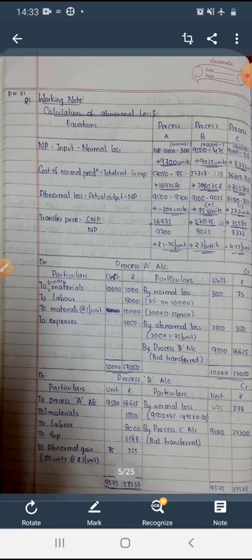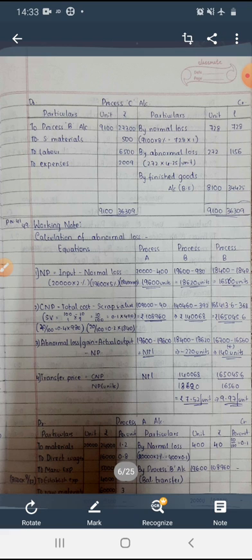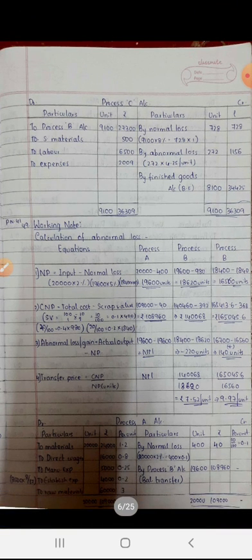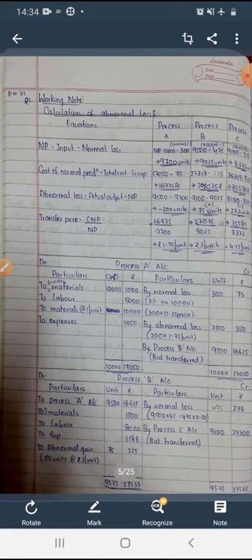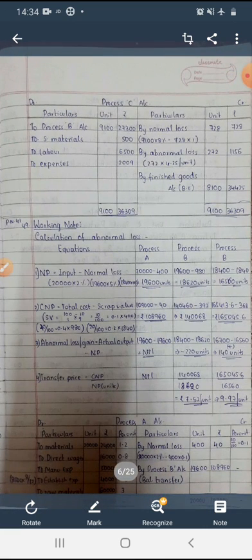Then transfer price is nothing but 35,581 divided by 8,372. It is nothing but 4.25 per unit. Just enter here abnormal loss, 272 into 4.25 per unit. Remember, at the time of writing the abnormal loss, you have to write the abnormal loss units 272, which was calculated here. And per unit you have to write the transfer price of 4.25 per unit.